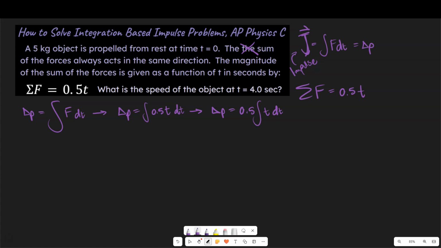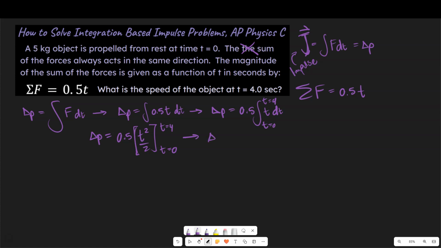And we have our bounds, let's not forget our bounds. So we go from t equals 0, so let me actually label this slightly better. So I'm going to say t is equal to 0, this will be t equals 4. Okay, so what do we have here? We have delta p is going to be equal to 0.5, and this becomes t squared over 2. And so that is evaluated from t equals 0 to t equals 4.